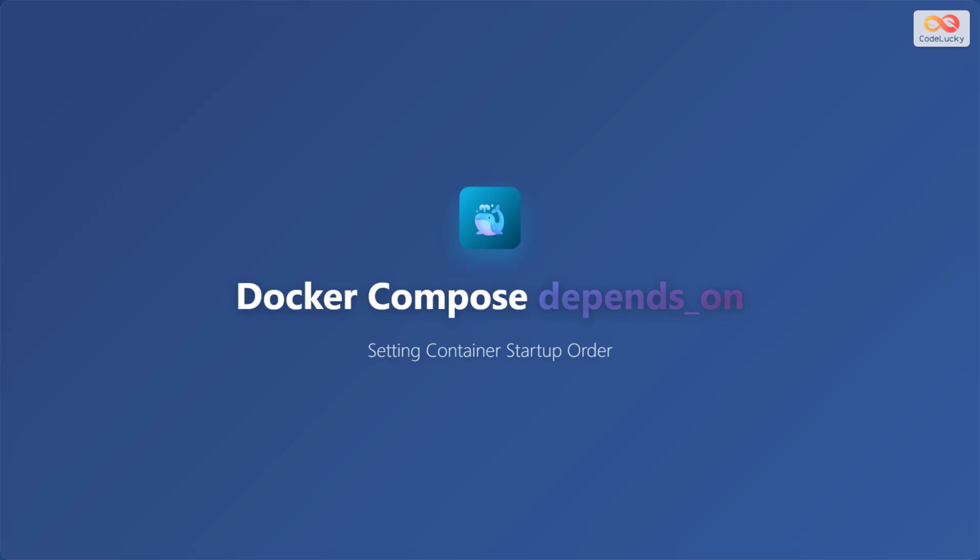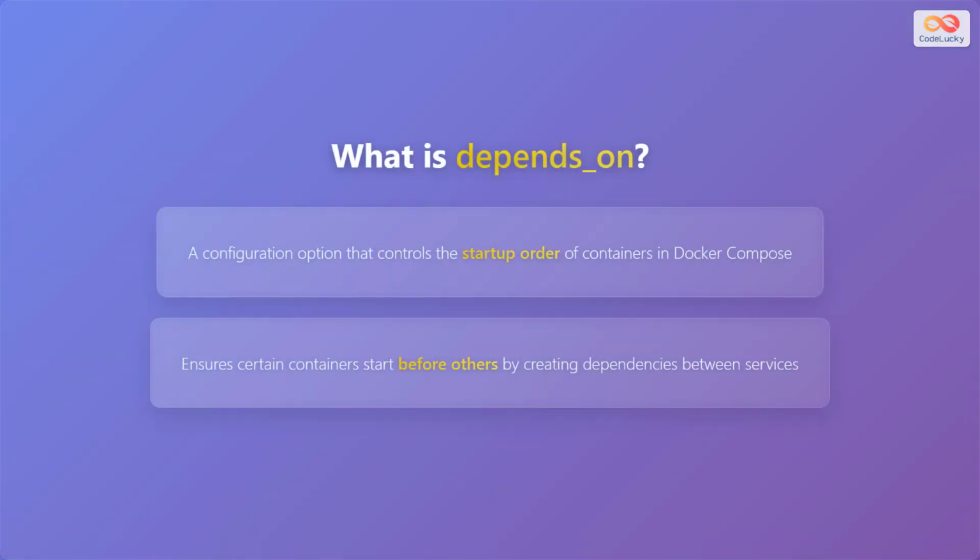Let's explore Docker Compose and the depends_on feature. This allows us to set the startup order of our containers. The depends_on option is a configuration setting that gives you control over the startup order of containers when using Docker Compose. It makes sure that specific containers start before others by creating dependencies between the services.